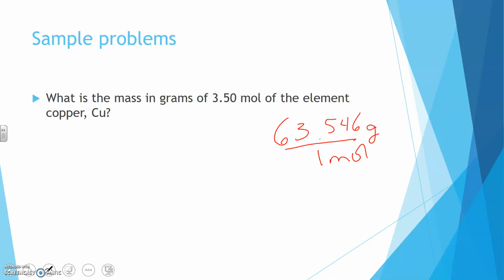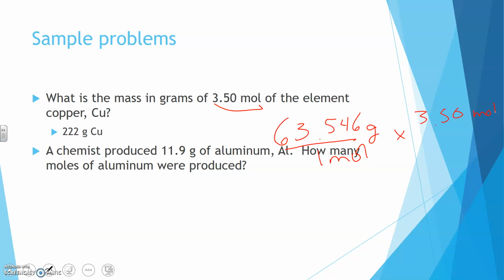So we have moles on the bottom here, this is going to be moles on top, so we can just go ahead and multiply them straight across. So it's 3.50 moles times 63.546 grams, and that gives us 222 grams of copper, Cu. Okay, so let's erase some of this here.